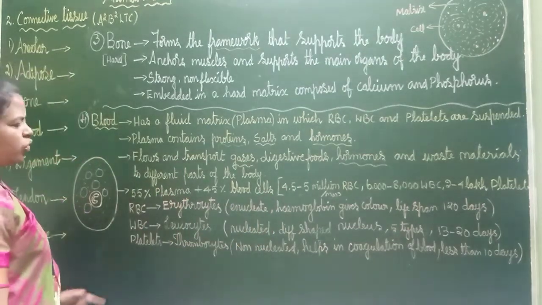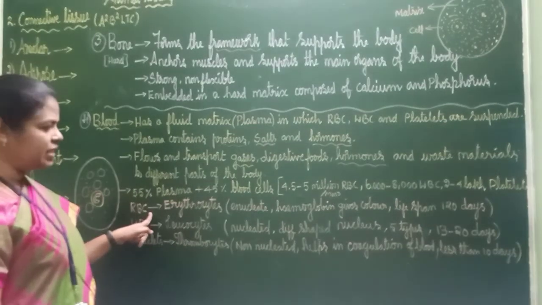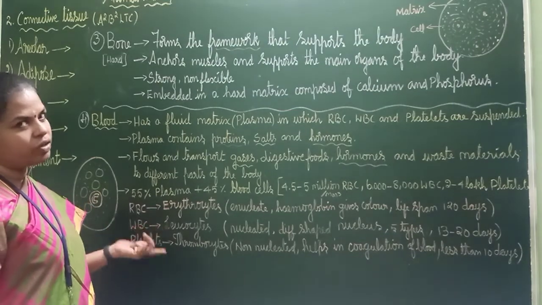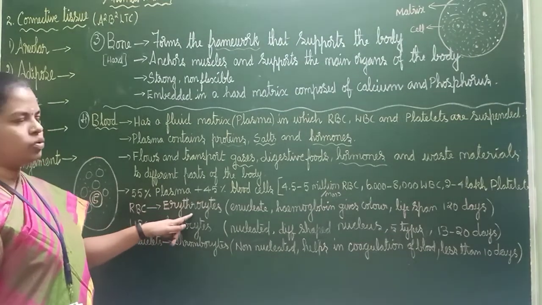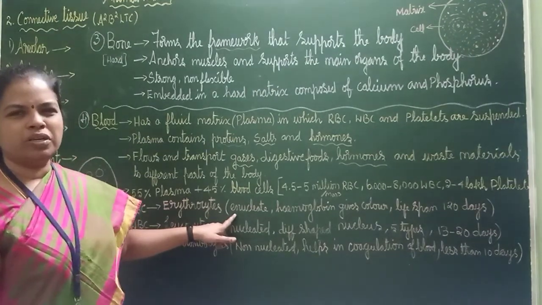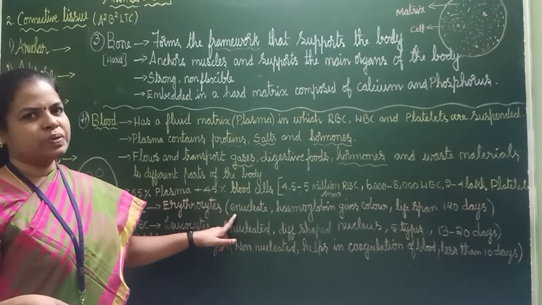Now we will see some more information about RBC. The other name of RBC is erythrocytes. Now it is not there in the book. If you study this, it will be helpful for you. Erythrocytes are enucleate. Enucleate means what? Nucleus is absent.